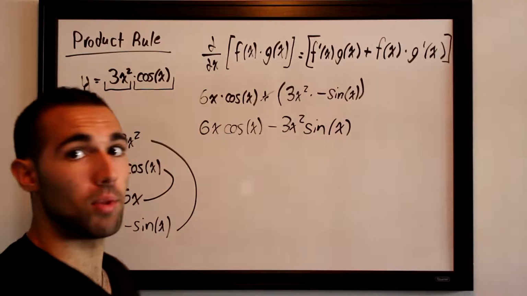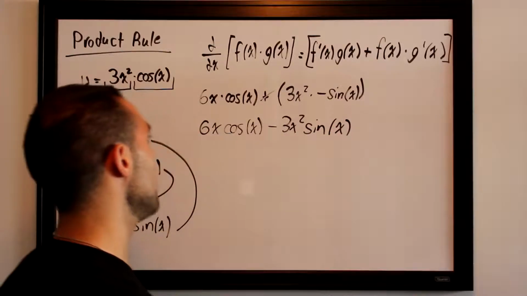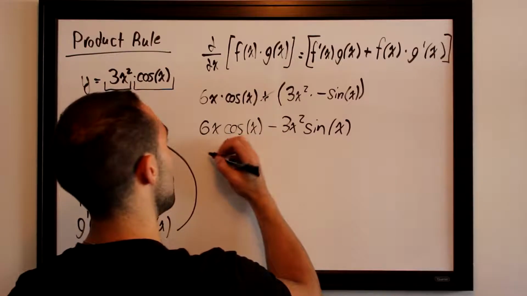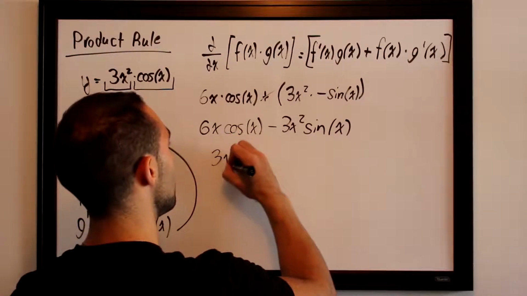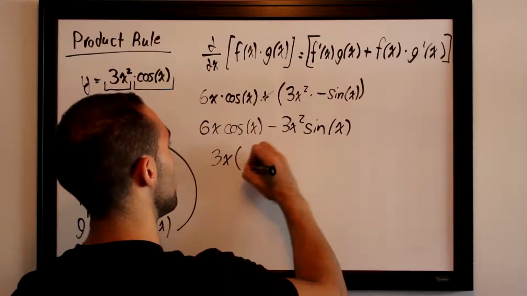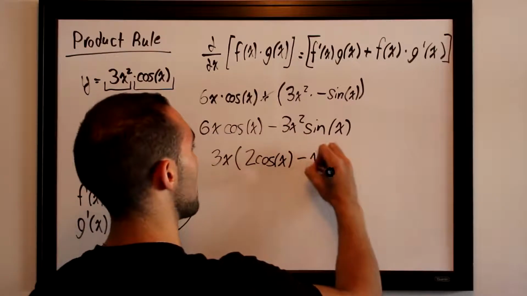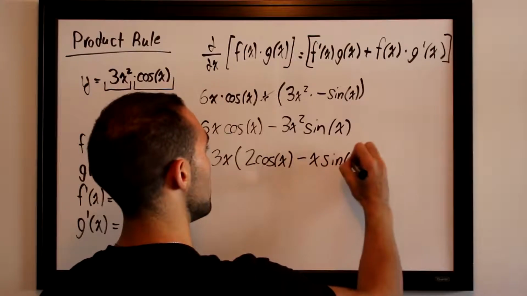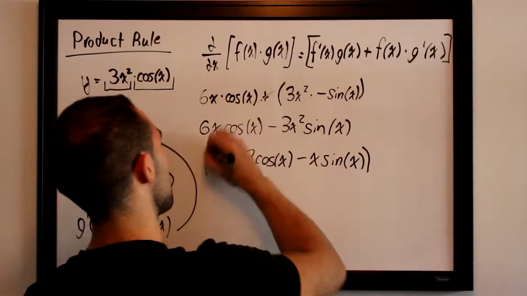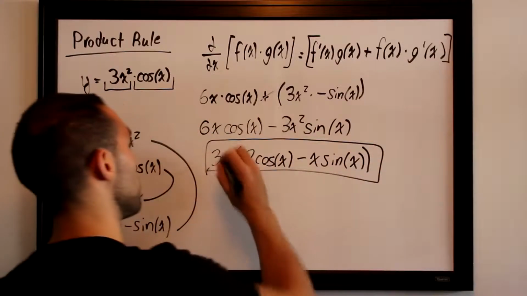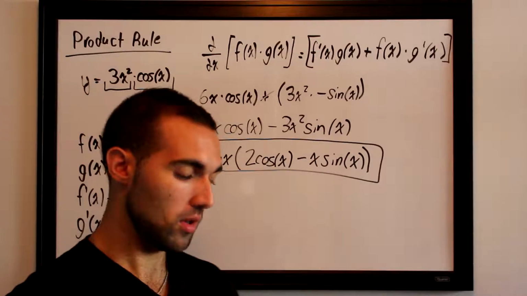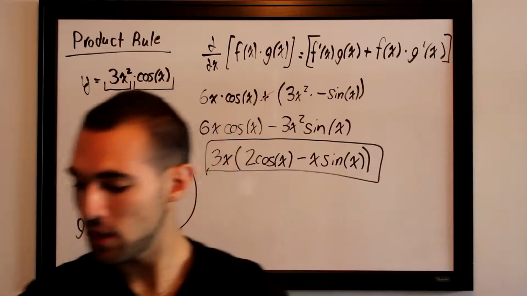So we'll be left with 6x cosine of x minus 3x squared sine of x. If we wanted to clean it up a little bit further, we can do a little bit of factoring here. So we can pull out a 3x, and we will be left with 2 cosine of x minus x times sine of x. However, most of the time your teachers are not going to expect you to factor it out, but if you really did want to clean it up, factoring is the way to go.